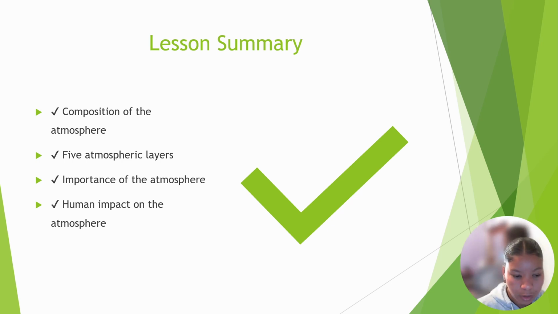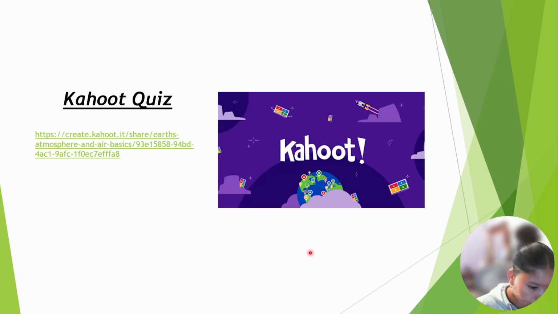So, just a little summary of what we learned. We've learned the composition of the atmosphere. We've unpacked the 5 atmospheric layers, the importance of the atmosphere, and how we as humans affect the atmosphere, what impact we have on the atmosphere.